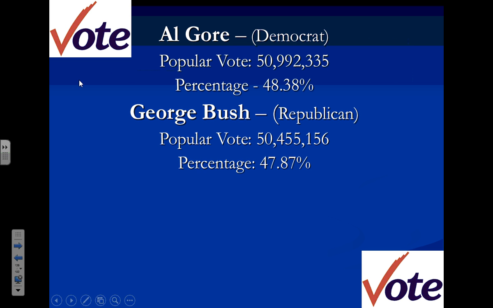And look at the 2000 election. In the 2000 presidential election, Al Gore received 50,992,000 votes. George Bush received 50,455,000 votes. But there's never been a President Gore. Bush won the presidential election even though he had fewer popular votes. He did win the electoral vote. I think he had 271 electoral votes. He barely won, but you don't have to win by a bunch. You just have to win the majority of electoral votes.